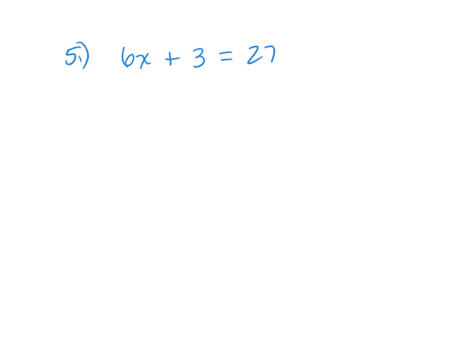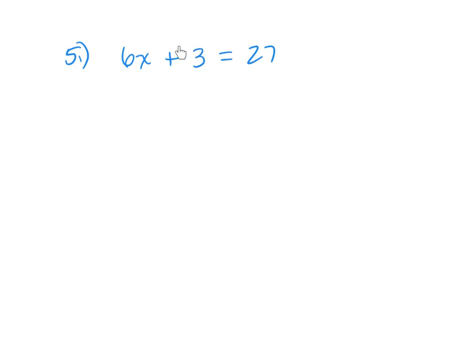Now in example number 5, we can see that it's going to take us a couple of steps to find our solution for x, because if you look at the variable x, two things are happening to x. X is being multiplied by 6, and then 3 is being added to that. Remember, order of operations would tell us if we knew the value of x, we would multiply and then we would add, correct? So if we want to undo that, if we want to reverse the process, we need to perform the inverse operations in opposite order.